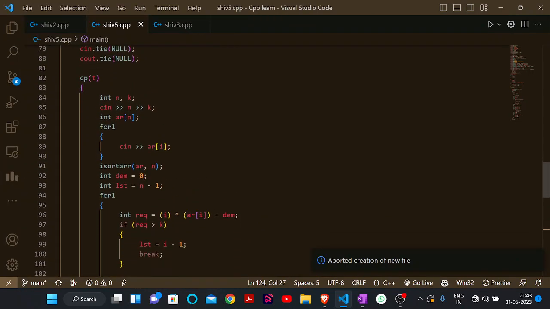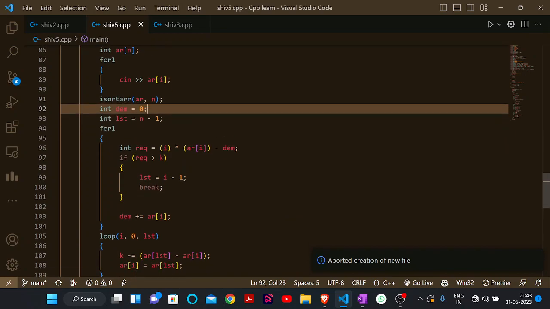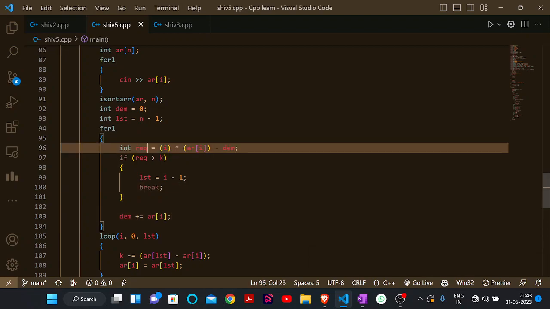You can see that I'm sorting our array. Then what is our demand? That is a summation of previous elements. And what is our request? That we want to make all elements which are before this array of I equal to this array of I.